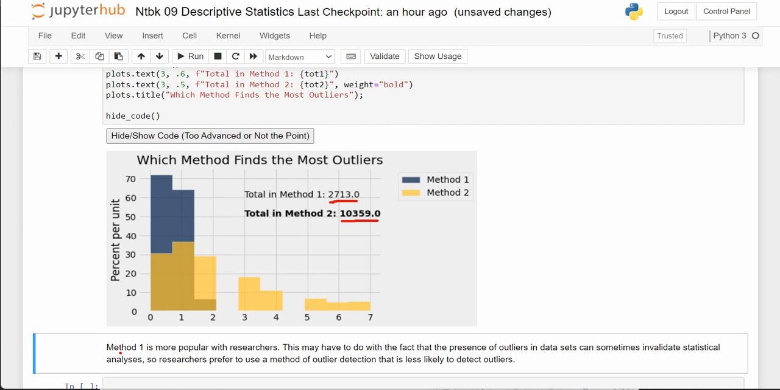Okay. Method 1 turns out to be more popular with researchers, and this may have to do with the fact that the presence of outliers in a data set can sometimes invalidate statistical analyses, so researchers prefer to use a method that is less likely to detect outliers. Okay? But the box plot uses method 2, so we are going to talk about that one a good bit in this course.